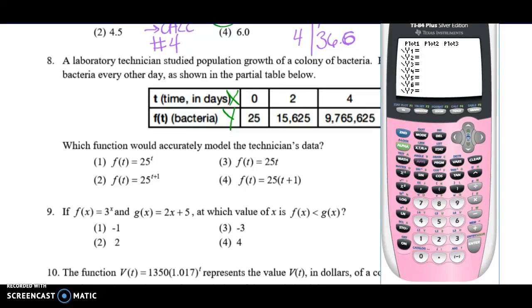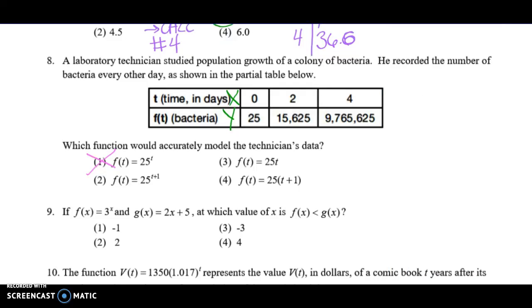So choice 1, f of t is 25 to the t. I'm plugging that in and I'm checking the table. My first point given to me is 0, 25. When I check this table, it says 0, 1. That failed instantly. It's not choice 1.